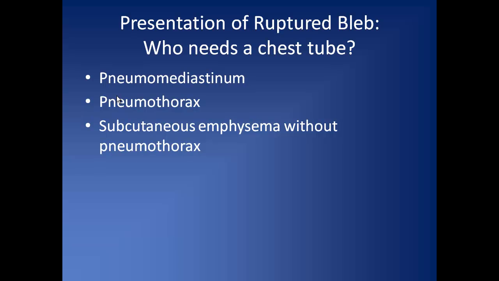So when patients have a ruptured bleb, they can present in different ways. One can be with pneumomediastinum. I had a patient who was doing, I think it was his hazing for his fraternity, made him do 1,000 sit-ups and push-ups, and then he vomited and presented with pneumomediastinum, and it was a ruptured bleb because he Valsalvaed so much. You can have pneumothorax, or you can have subcutaneous emphysema without a pneumothorax.